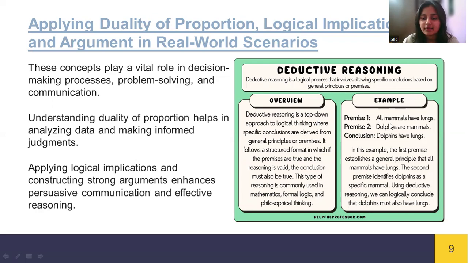Example. Premise 1: All mammals have lungs. Premise 2: Dolphins are mammals. Conclusion: dolphins have lungs. In this example, the first premise establishes a general principle that all mammals have lungs. The second premise identifies dolphins as a specific mammal. Using deductive reasoning, we can logically conclude that dolphins must also have lungs.